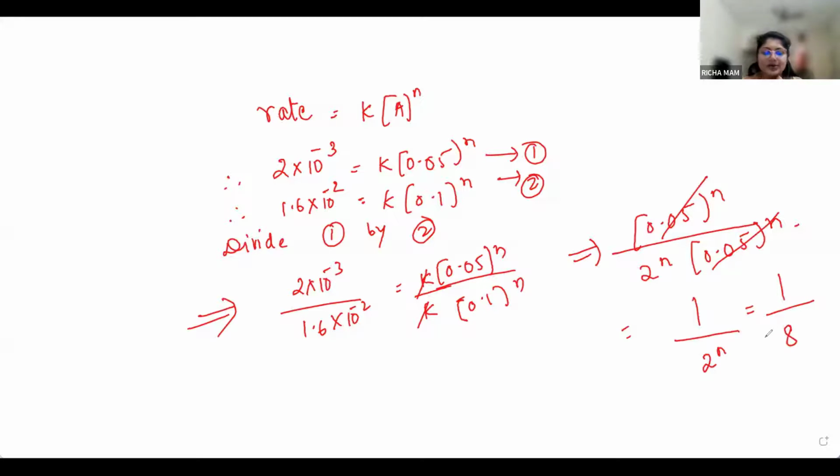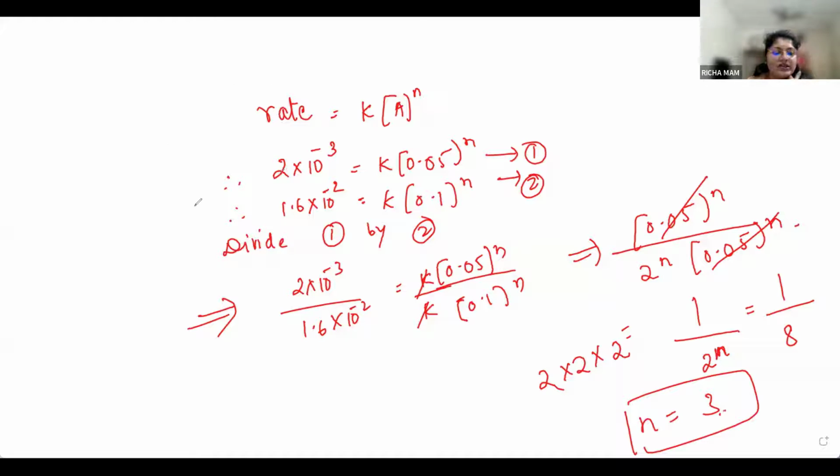So n is equal to what? n is equal to 3. So 2 raised to n is what? It is 2 into 2 into 2. Two 2s are 4, four 2s are 8. Right, so n is equal to 3. So our order of the reaction is 3.